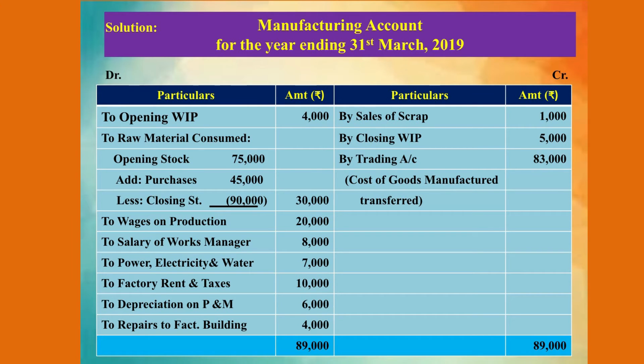Now let us come to the credit side. On the credit side we have by sales of scrap, that is 1,000 rupees. By sale of scrap given to us is 1,000, that will be shown on the credit side. The next item we have is by closing work in progress. Closing work in progress is 5,000 rupees given to us in the question.